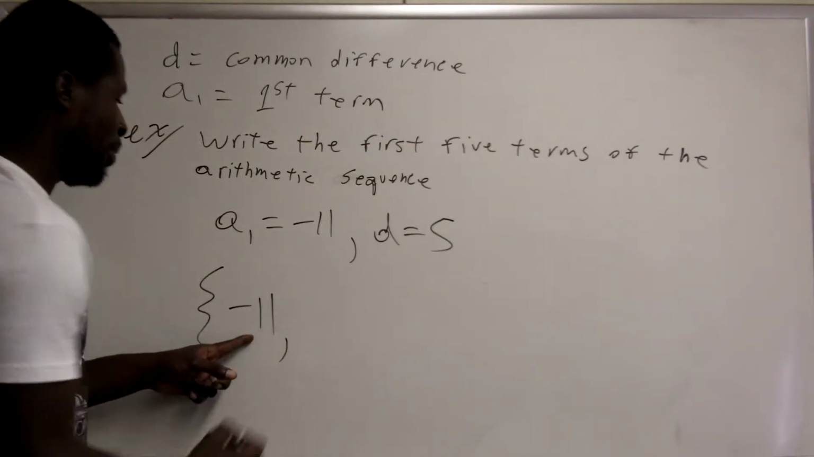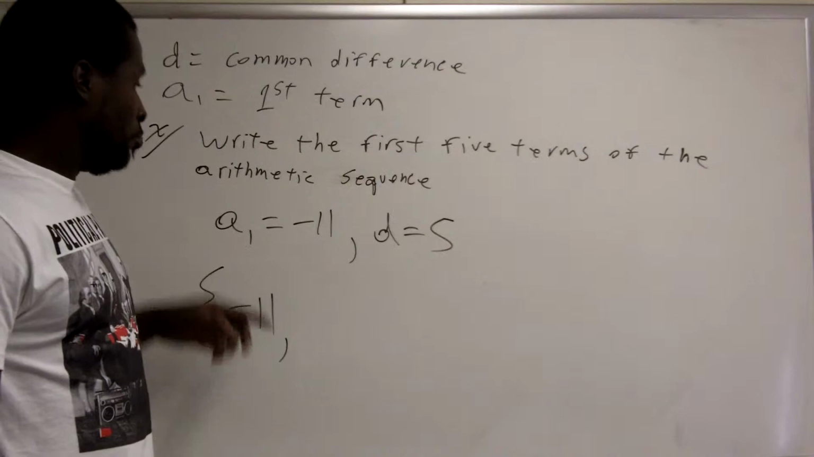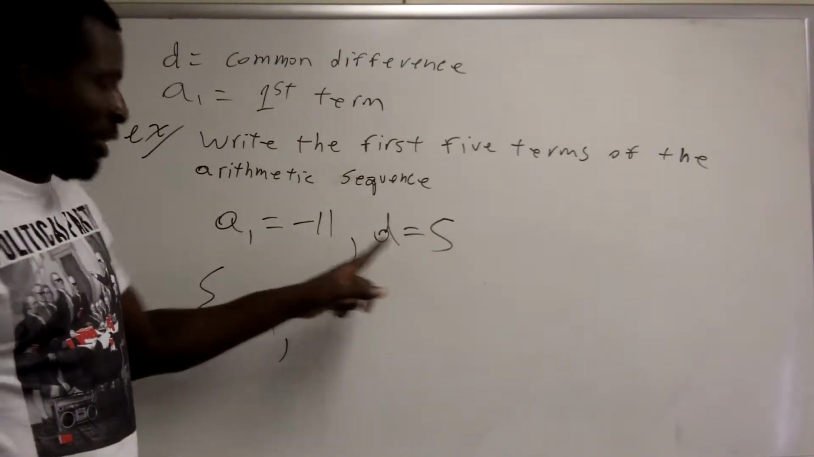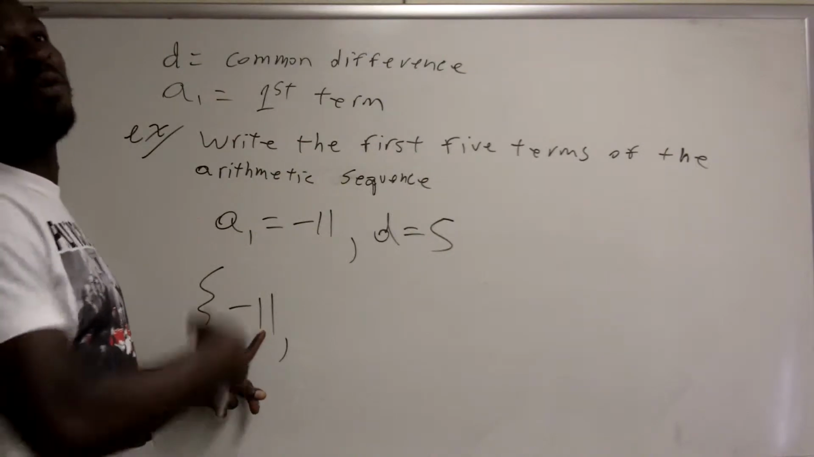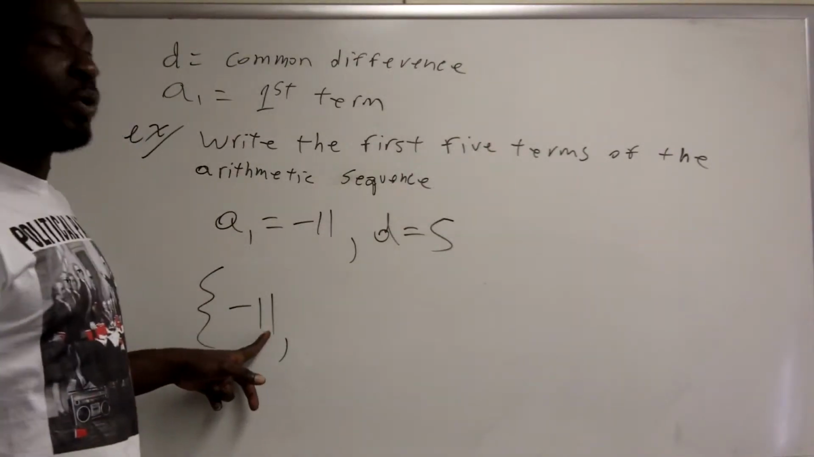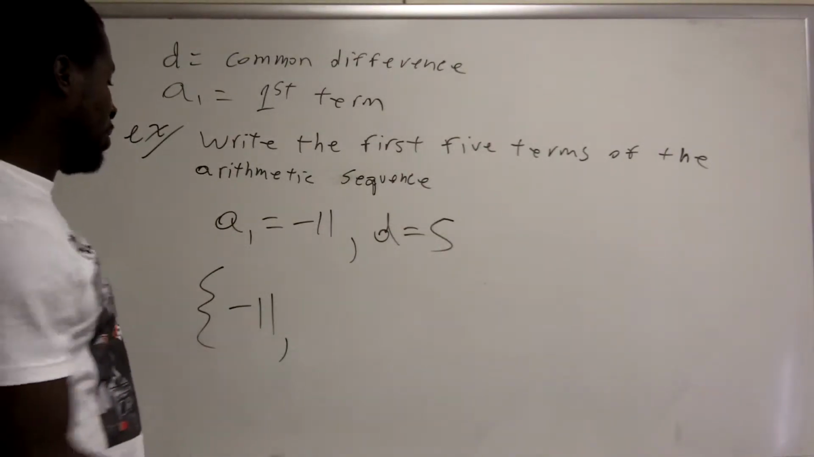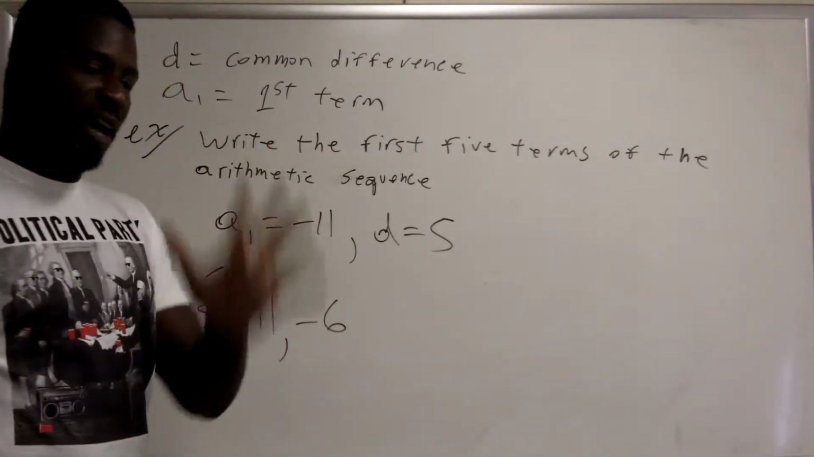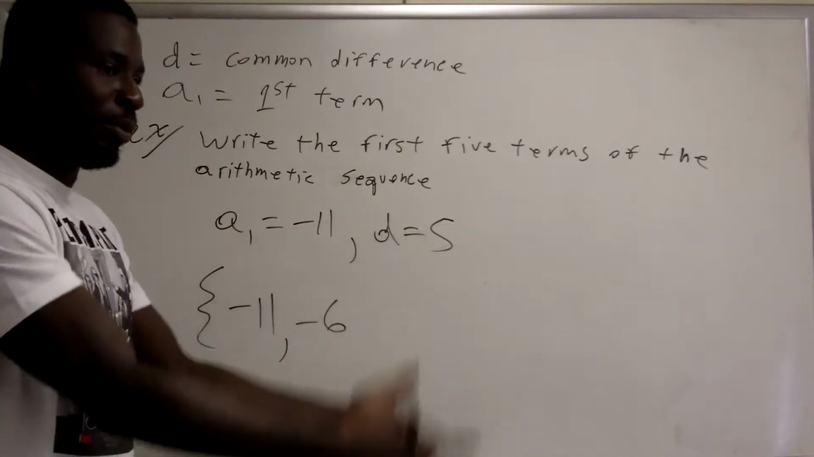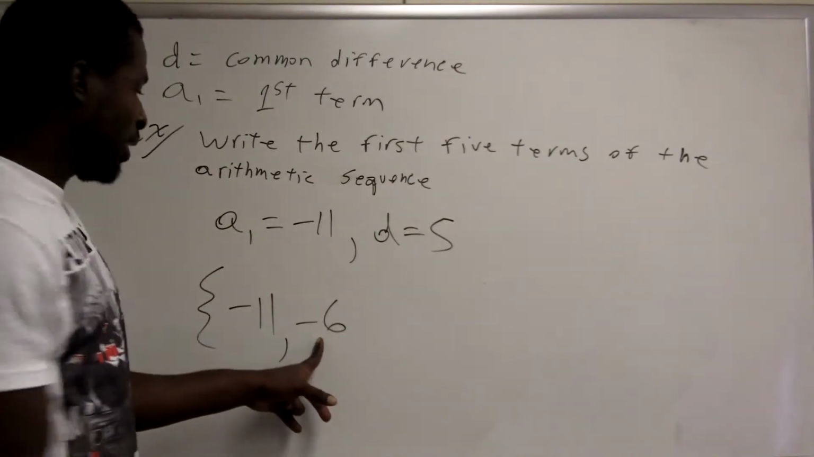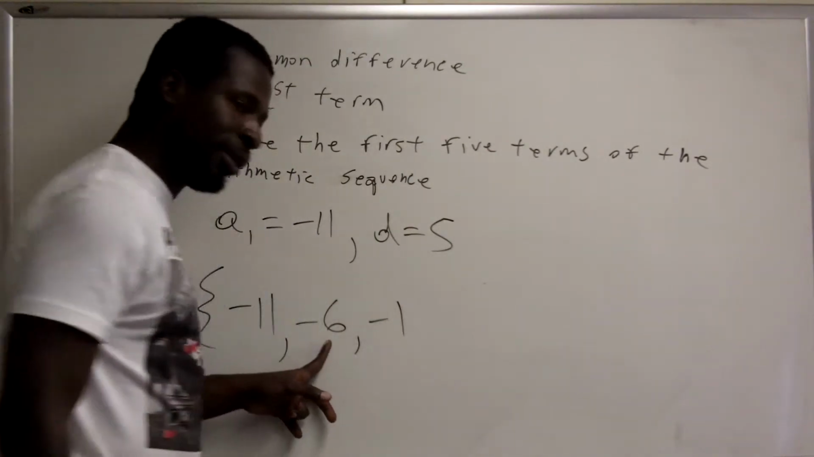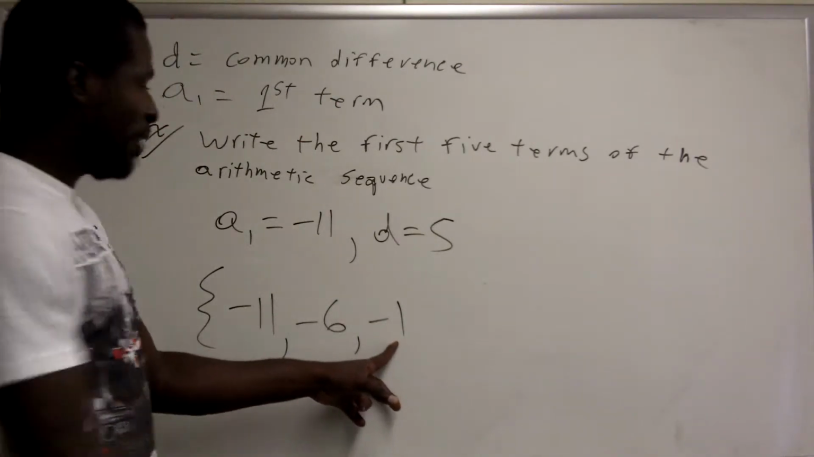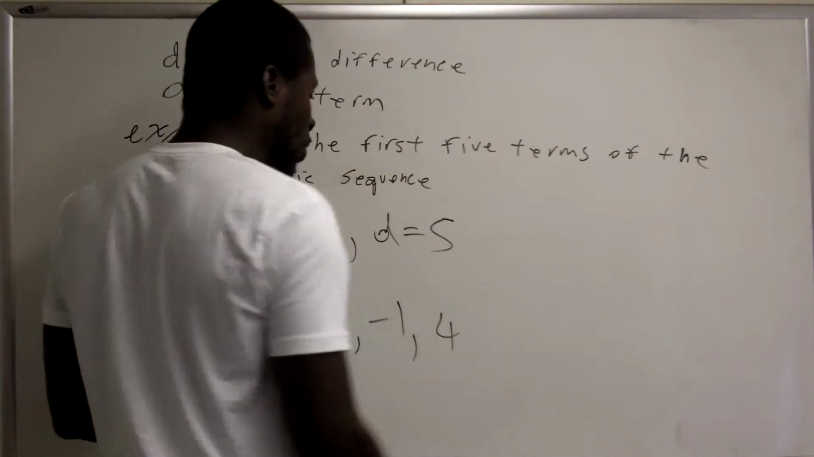Well, the difference between this term and the next term is that common difference of 5. So if I start with negative 11 and I know the next term has to be 5 units away, that's going to take me to negative 6. Negative 11 and negative 6 are 5 units from each other. The next term is going to be 5 units away from negative 6, so the next term is negative 1. So I have the first 3 terms so far. The next term is what I get when I add 5 to this. 5 units away is 4.